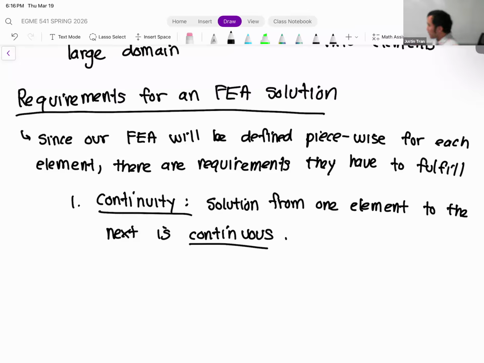But continuity actually goes a step further. On the basic level, your solution itself should be continuous, so there shouldn't be any sharp changes in your solution going from one element to the next. But also, for certain formulations and certain approximations, we may also require the derivative of the solution to be continuous across the element boundaries.